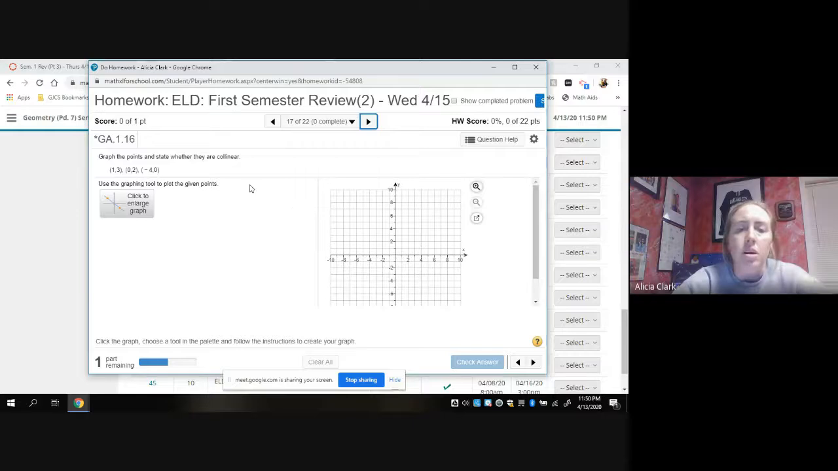Talking about if points are collinear, that means if I graph these 3 points, do they make a straight line? Yes or no? So you're going to have to graph these, and then you're going to have to tell me that they are collinear or not. So hopefully remember where ordered pairs are falling.